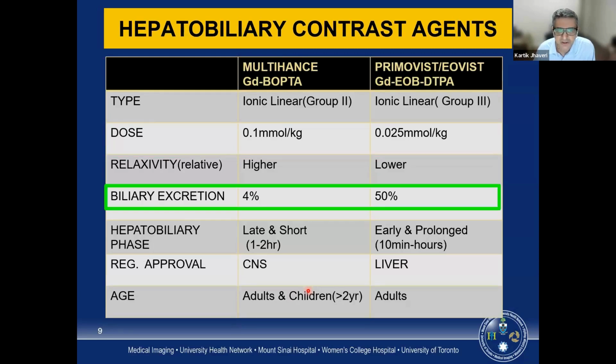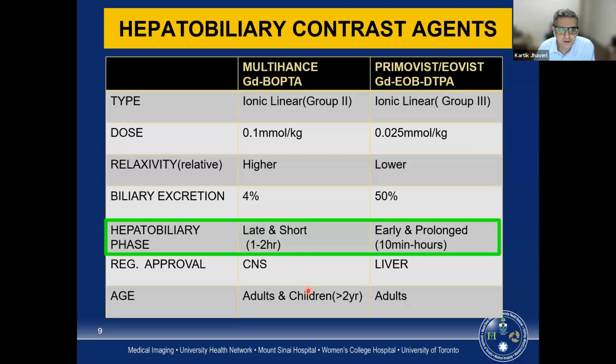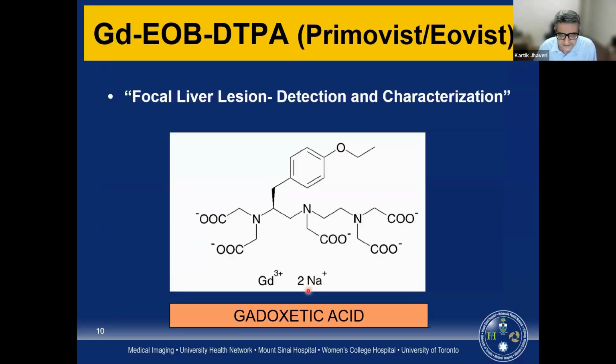However, the biliary excretion of MultiHance is only 4%, while that of Eovist and Primovist is 50%, which means that if you want to acquire a hepatobiliary phase with MultiHance, you have to give it a long time, and you need to wait at least an hour or two to get a good hepatic parenchymal enhancement. Whereas with Eovist and Primovist, you could get that as soon as 10 minutes, and typically we would wait 15 to 20 minutes to obtain an optimal hepatobiliary phase.